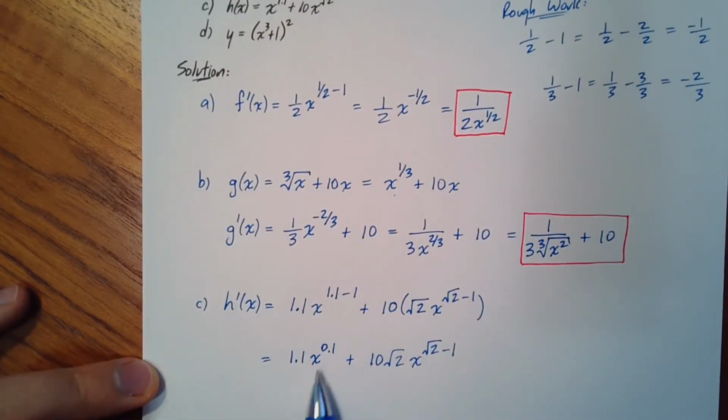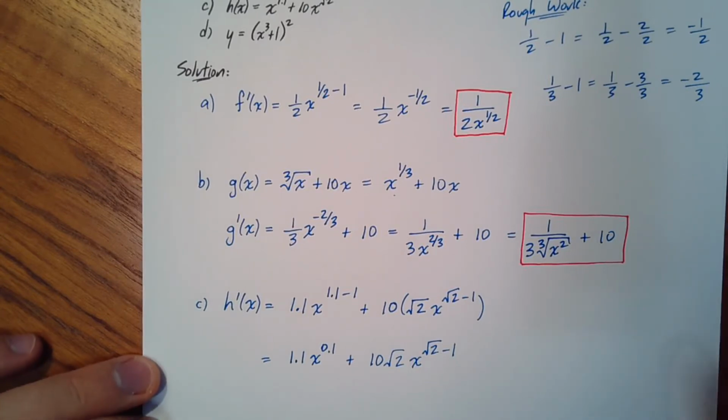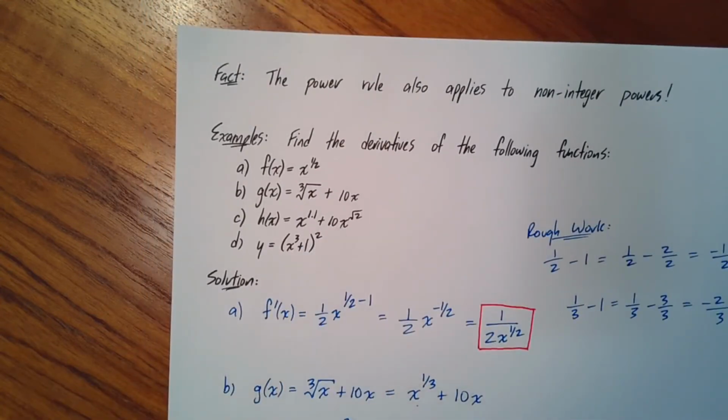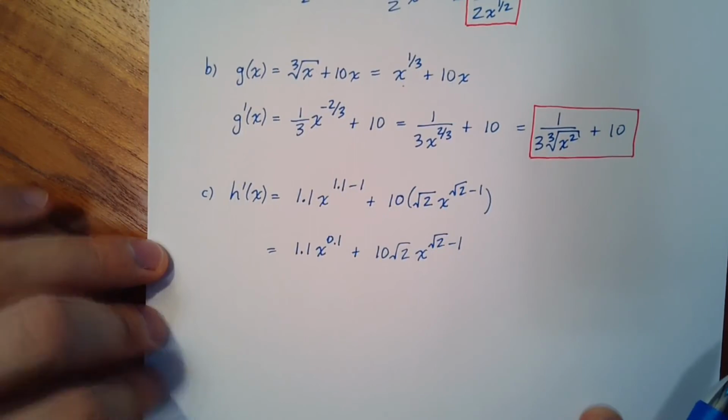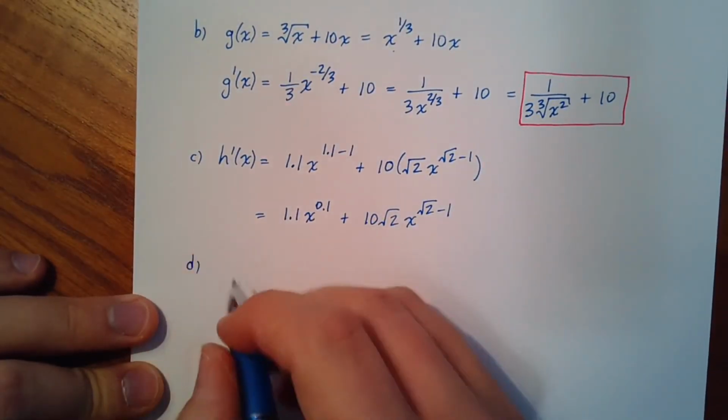So I could write this as 1.1x to the 0.1. I could turn the 0.1 into a fraction, right, and I'd have x to the power of 1/10, and then I could write that as the 10th root of x. If I really wanted to, I could go ahead and do that, but it's not necessary. And I would say we're leaving this in the form that the original function was given, so that's probably the best bet.